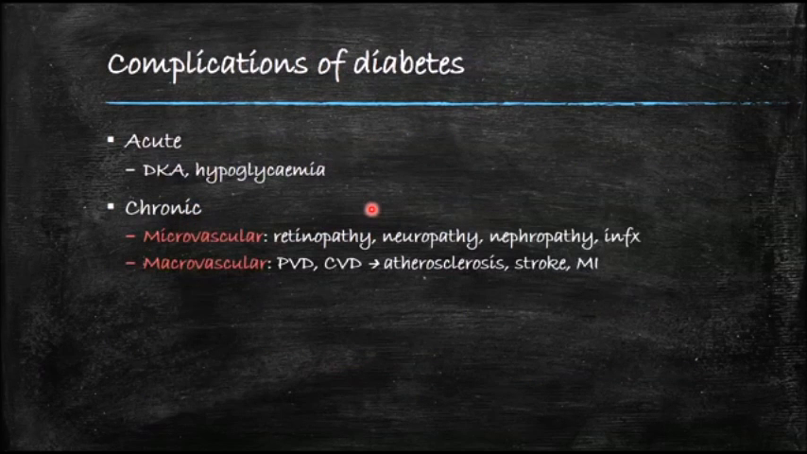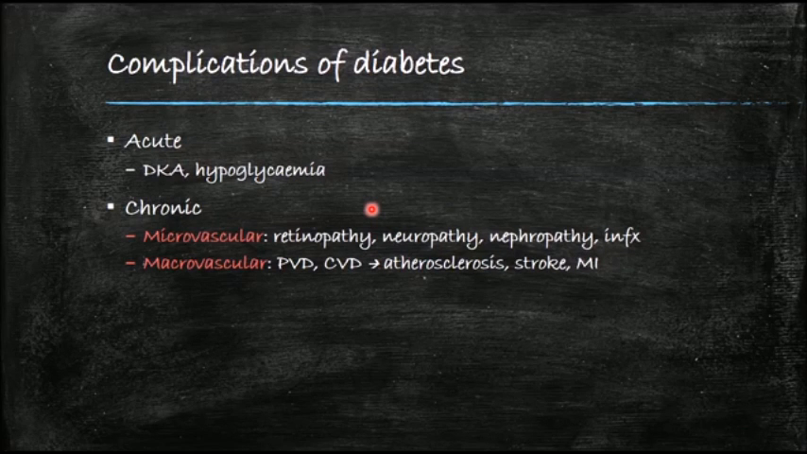So the complications of diabetes, obviously the biggest presentation of a type 1 diabetic, the first presentation is almost always like a DKA, or they'll come in with polyuria, polydipsia. Yeah? In terms of chronic, you've got to think about your micro and macrovascular. Drugs can help you with microvascular complications, but they can't help you with macrovascular complications.